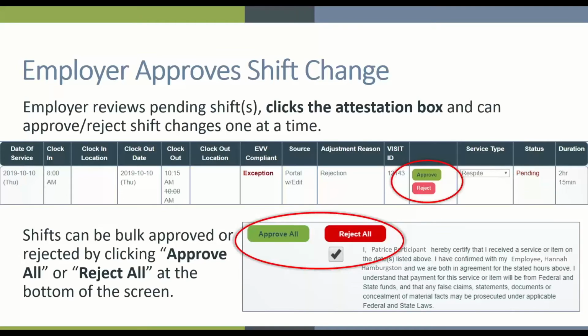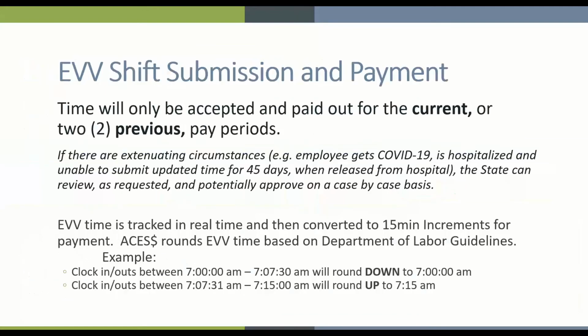So employers, you can approve shifts one at a time, or you can approve them all or reject them all at once. You do need to make sure that the employer checks that box to make sure that is the attestation of truth box. Again, we have guides that go through these steps in detail, and you can always contact Participant Care Services. But there's one point I really want to make sure is clear.